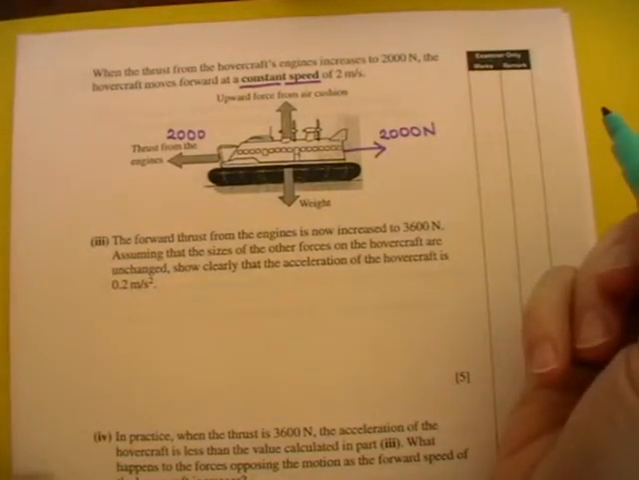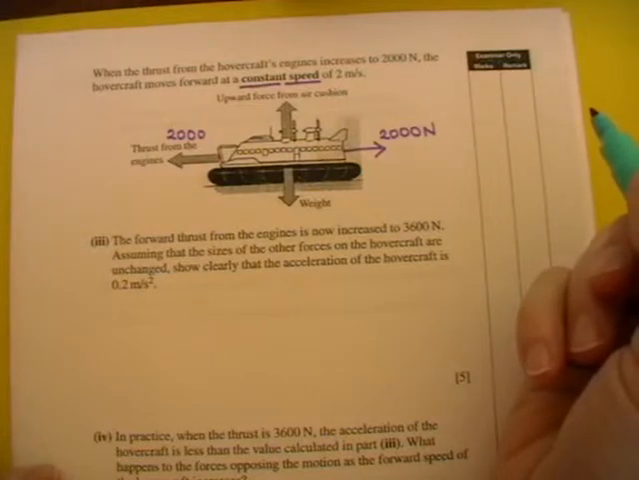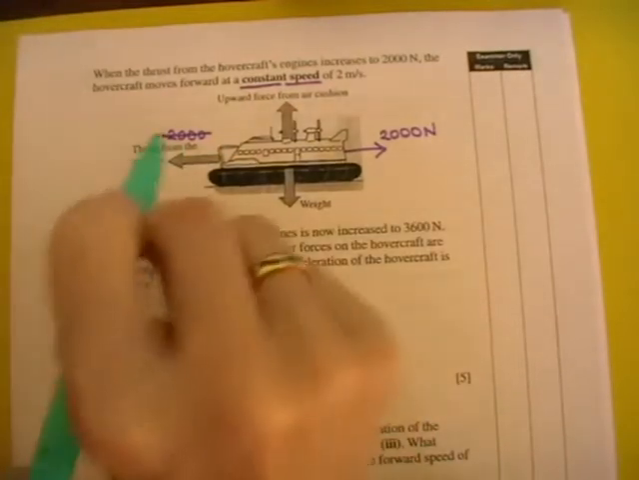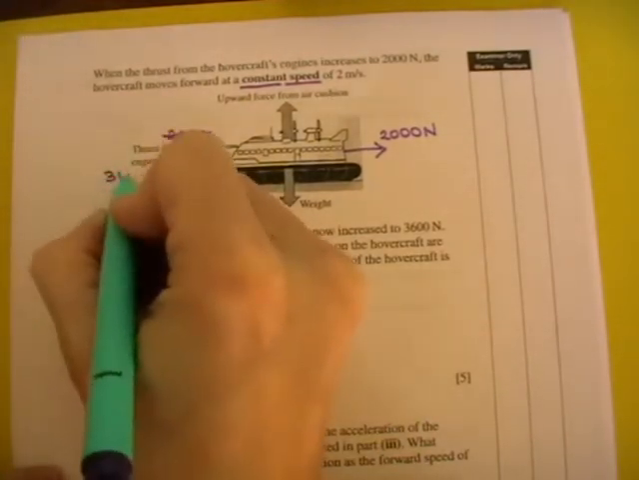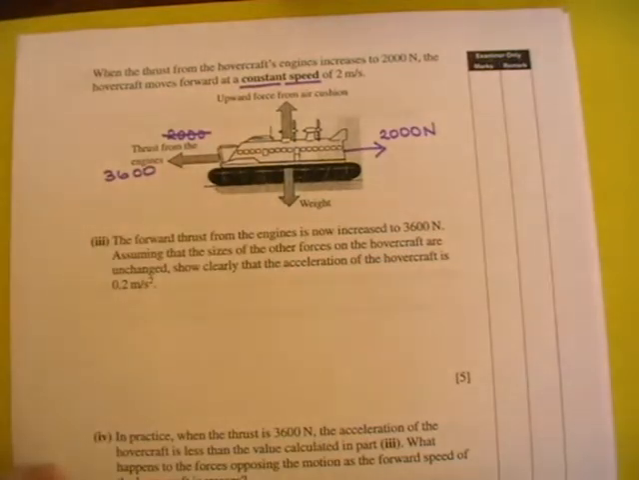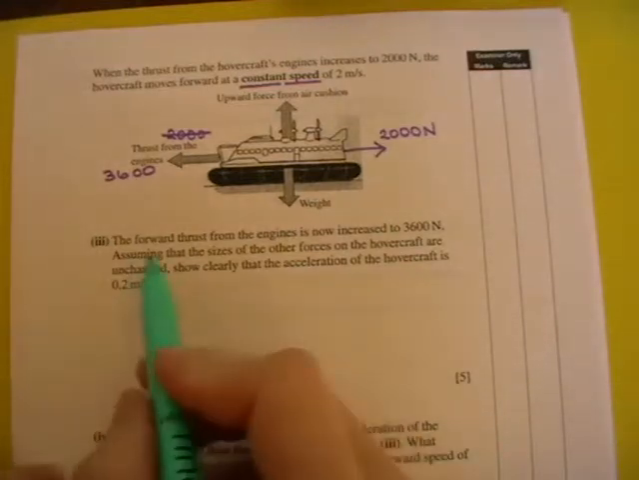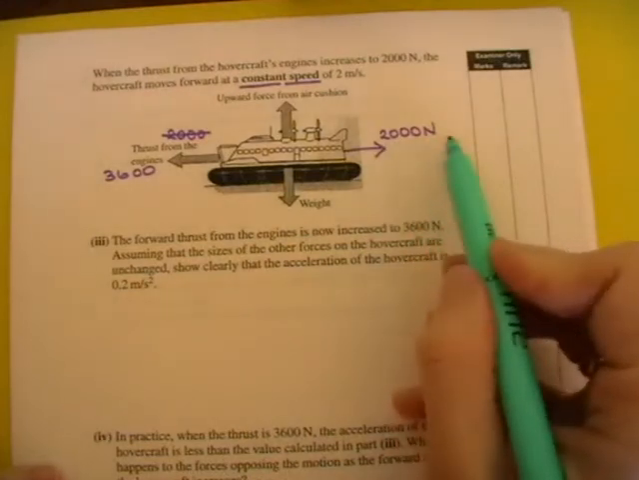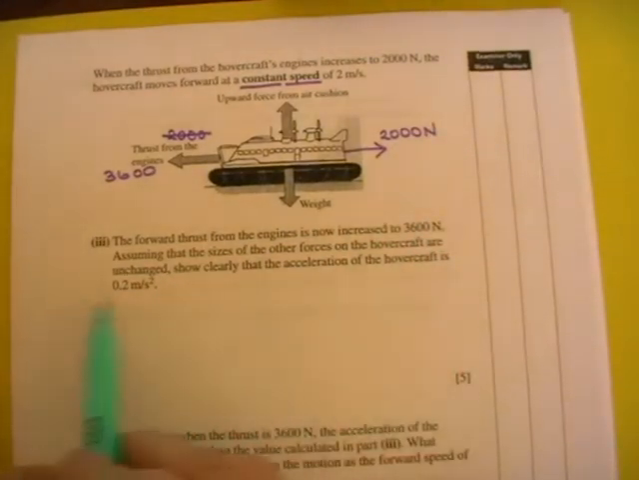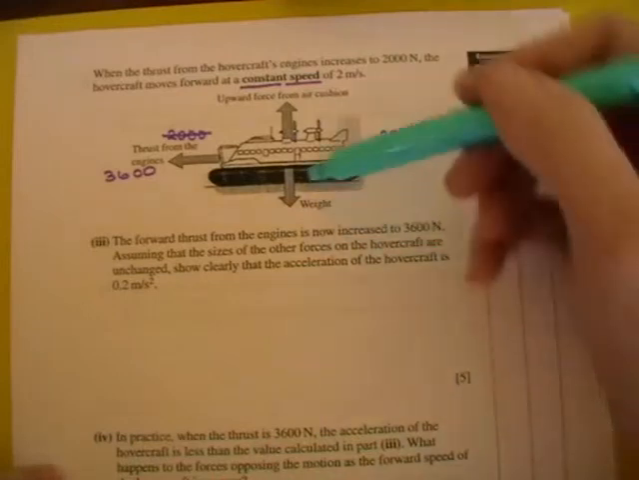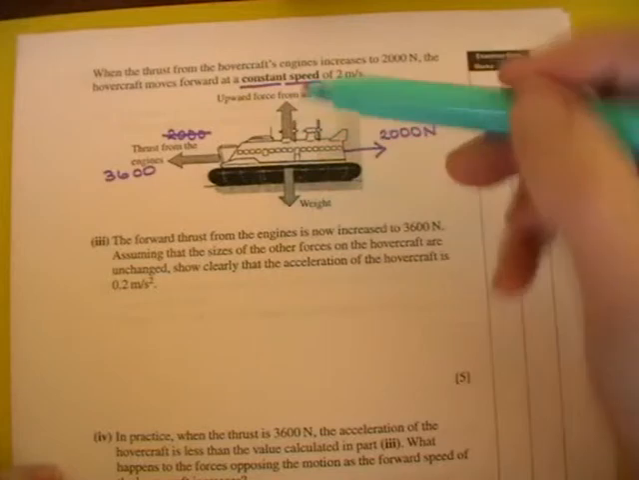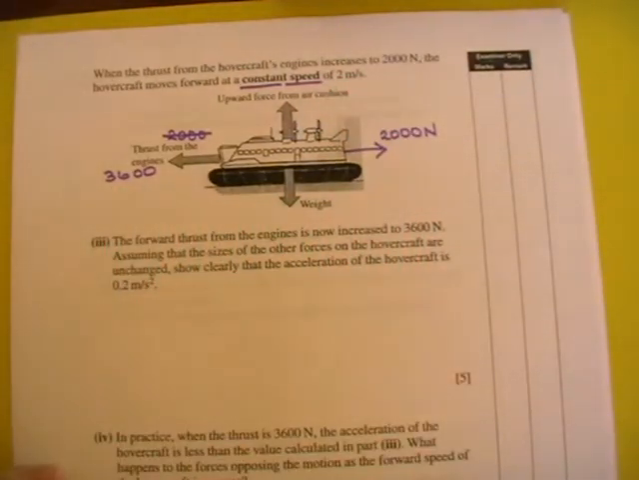So it now says the forward thrust from the engines is now increased to 3,600. So I'm just going to put a line through that. It's now not moving with this thrust, it's moving with 3,600 newtons. So it's 3,600 newtons to the left and 2,000 to the right. So assuming the size of the other forces on the hovercraft are unchanged, i.e. that this 2,000 doesn't change, show clearly that the acceleration of the hovercraft is 0.2. Now we're not one bit concerned about either of these two. They're equal to each other and they're not having any effect on the forward motion in this direction.